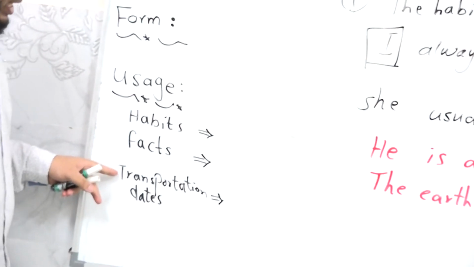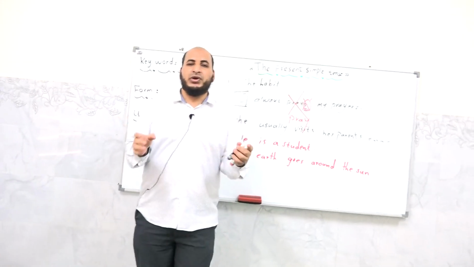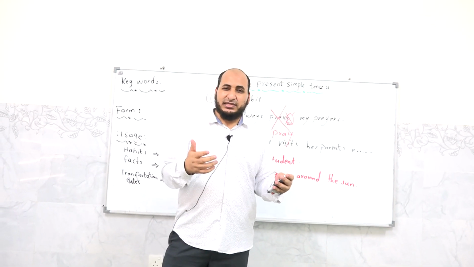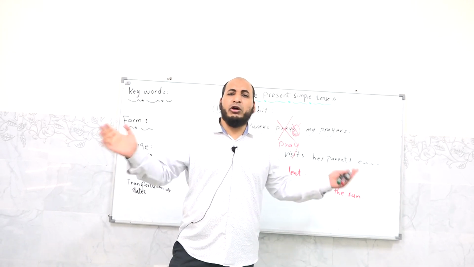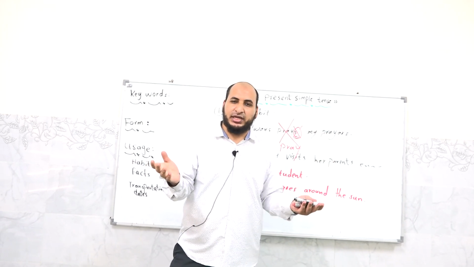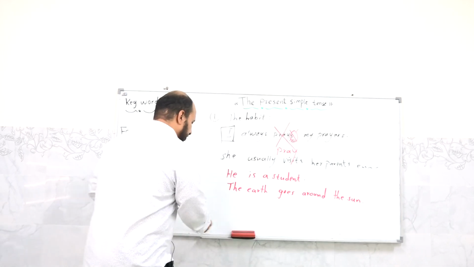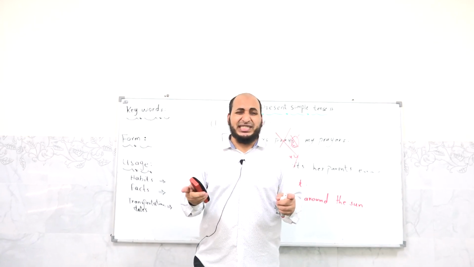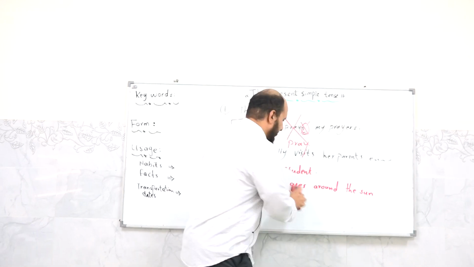The third usage is the transportation dates. What's the meaning of transportation? Do you know taxi, airplanes, bus, cars, trains? All of this is transportation. The metro, subway, all of this is transportation. Okay? The dates of all the transportations, you should put in the present simple tense.